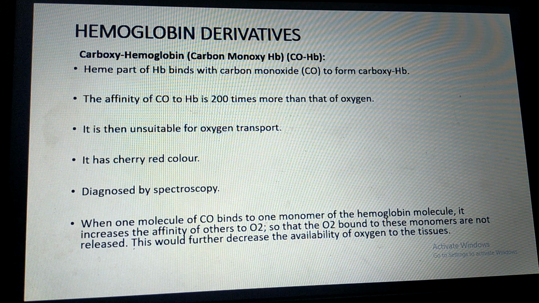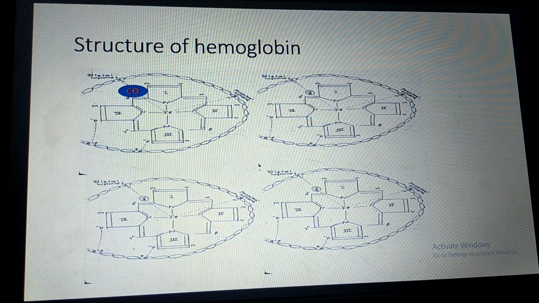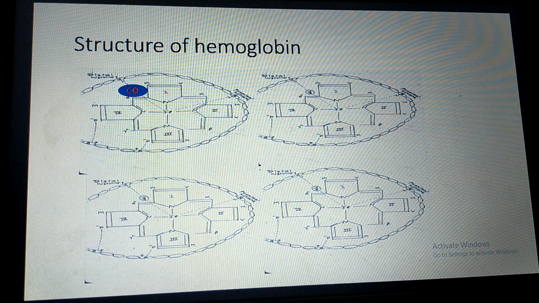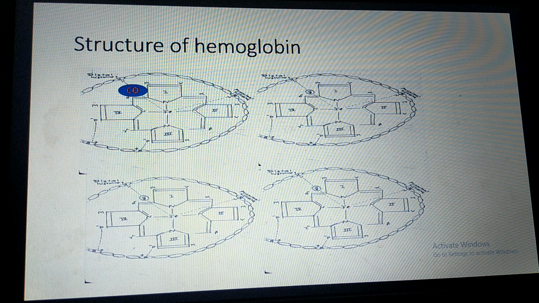When one molecule of carbon monoxide binds with one monomer of the hemoglobin molecule, it increases the affinity of other hemoglobin subunits towards oxygen, so that the other subunits do not donate the oxygen to the tissues. This can be understood by seeing this figure. So this is a hemoglobin molecule. It has 4 subunits, 1, 2, 3, 4. Here you are seeing carbon monoxide has bound to one subunit, and for the other 3 subunits oxygen has bound.